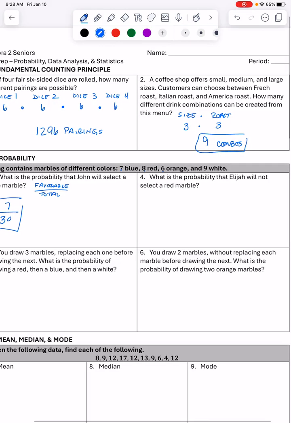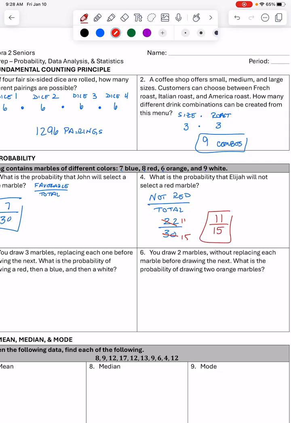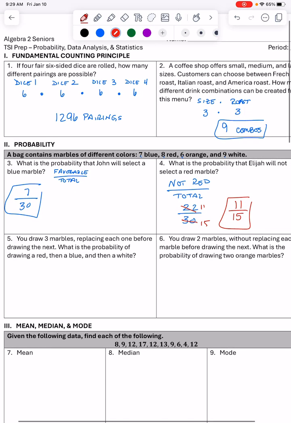What's the probability that Elijah will not select a red? Our favorable is not red over our total. If we look at how many are not red, that would be 7 plus 6 is 13, plus 9 is 22 out of the total 30. We can reduce that by dividing by 2 and get 11 out of 15. He's got an 11 out of 15 chance of not drawing a red.